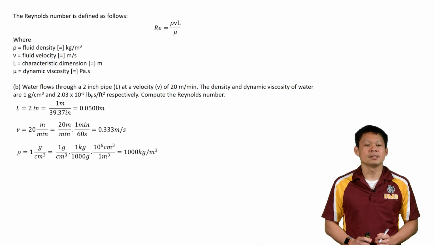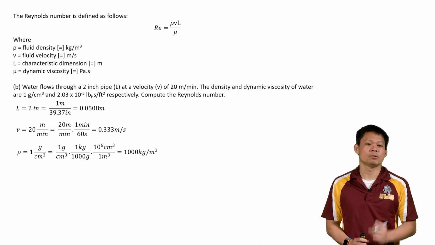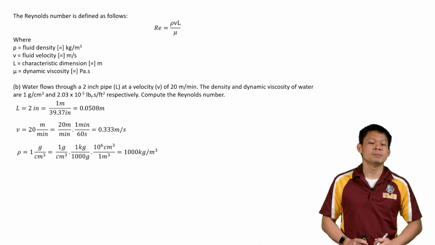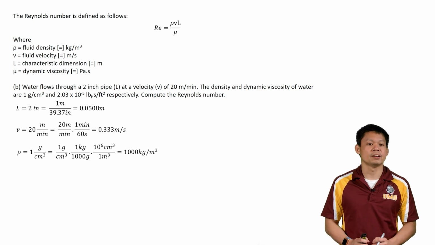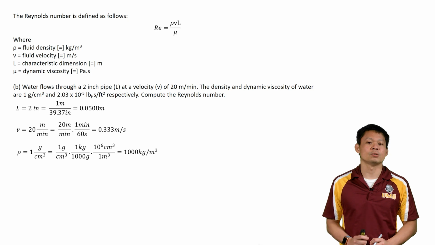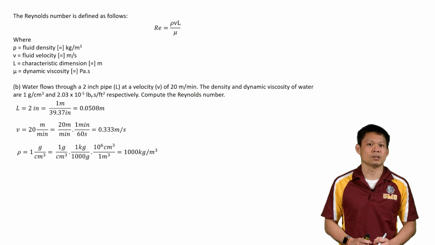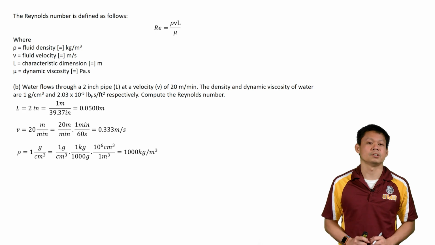In terms of density, I have 1 gram per centimeter cubed, so I need to convert my grams to kilograms and my centimeters cubed to meters cubed. 1 gram per centimeter cubed is 1,000 kilograms per meter cubed. This is a pretty common value, because we know the density of water is 1 gram per centimeter cubed. It's also 1,000 kilograms per meter cubed. So you might want to have this memorized, that way you don't have to do the conversions over and over again.